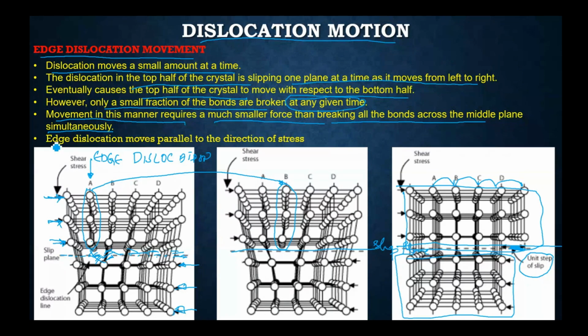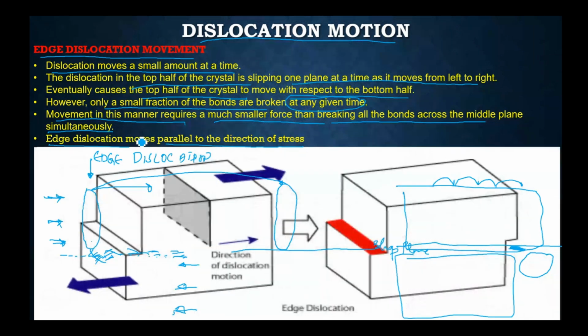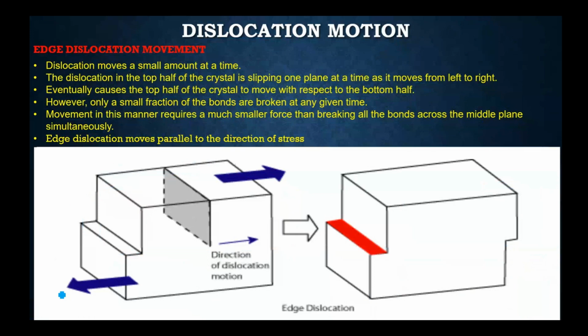Thirdly, the important thing is that the edge dislocation moves parallel to the direction of stress. This edge dislocation is moving in a direction which is parallel to the direction of stress. In order to have a clear view, let us have a look at this image.